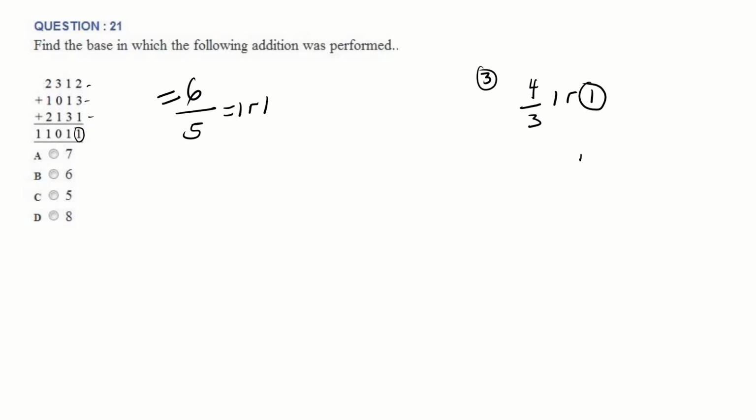So study the second one also. This is 1 plus 1 plus 4, that is 5. Now plus this one that we have left, that is plus 1, that is 6. So again, 6 over 5 is going to be 1 remainder 1, and 1 is also written. That means this addition is performed in base 5.